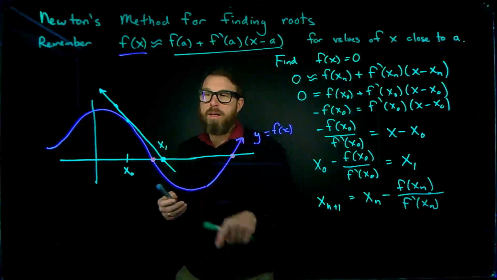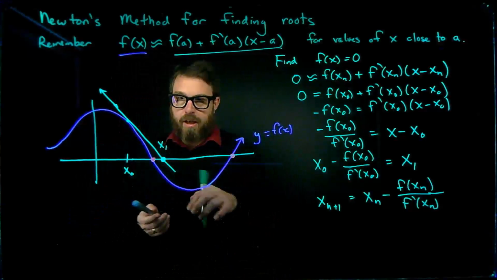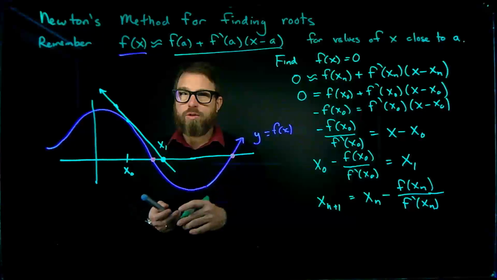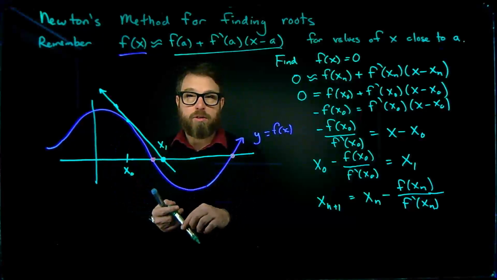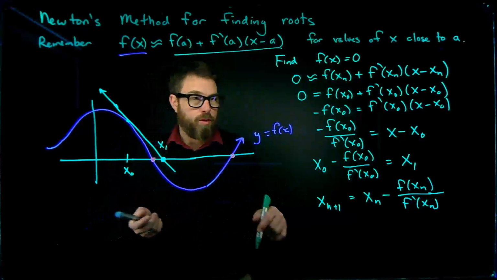So again, this is our x1. Now what happens is I can tell that these values are relatively close to each other, kind of close, but I can do better. So what I can do is I can do an x2.